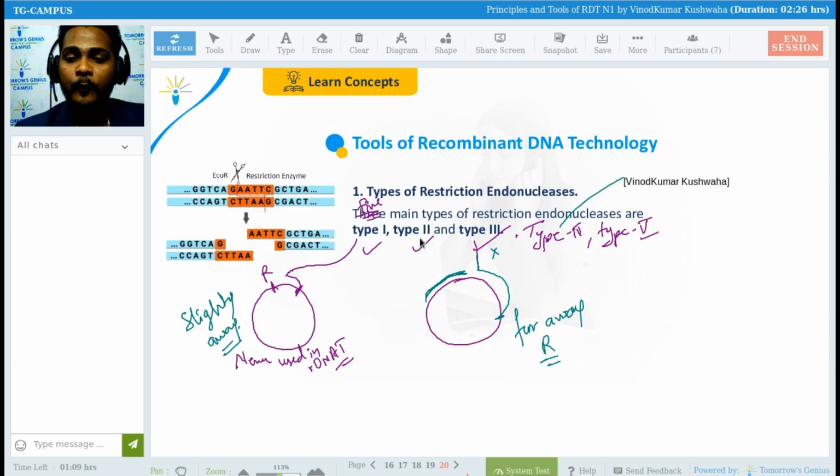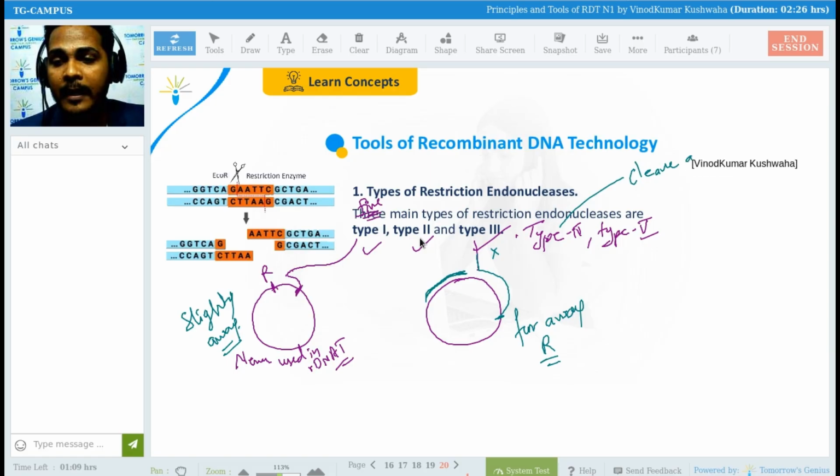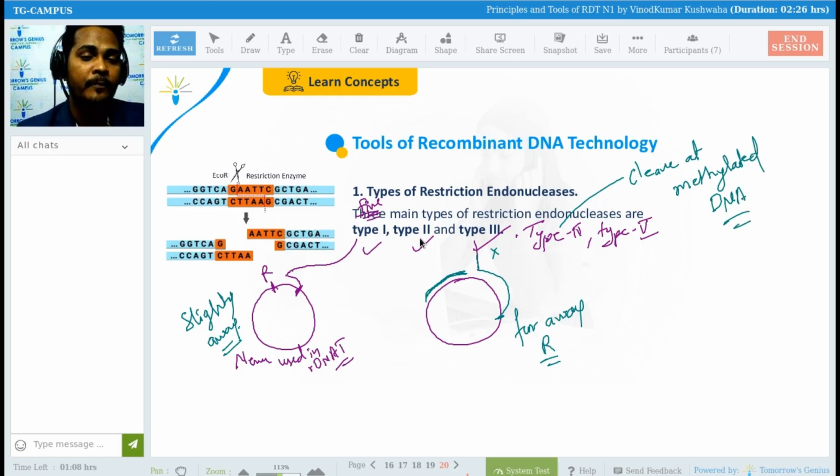Now come to type 4. When I say type 4, these enzymes cleave only methylated DNA. This type 4 enzyme always cleaves at methylated DNA. Now what is methylated DNA? That means DNA having a methyl group at its end. That is the methyl cap, we can say cap 7. You might have heard about the cap 7, right? So cap 7 is methylated DNA. So if there is bacterial DNA and methylated DNA is present, then only this type 4 is going to work, otherwise it is not working. So it only cuts at methylated DNA, and that's why it is also not used in rDNA technology. Clear?